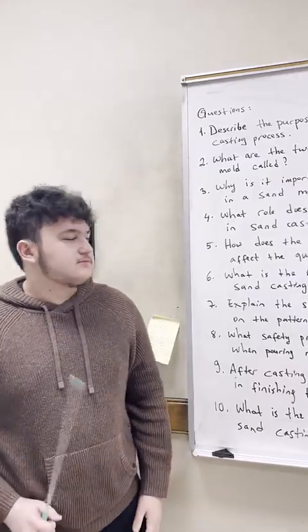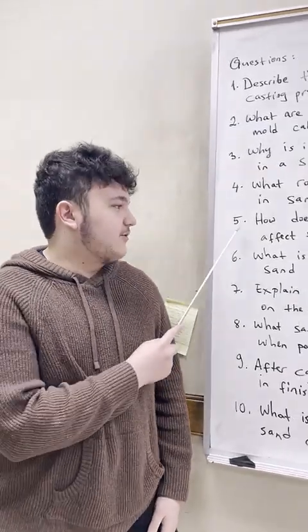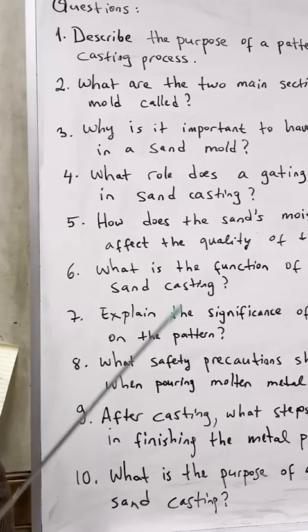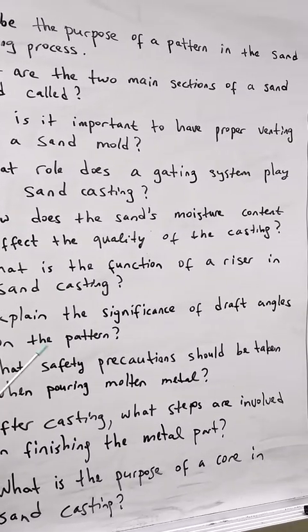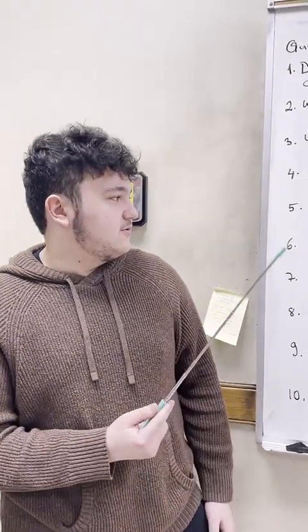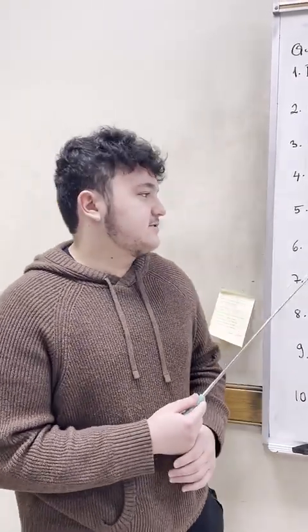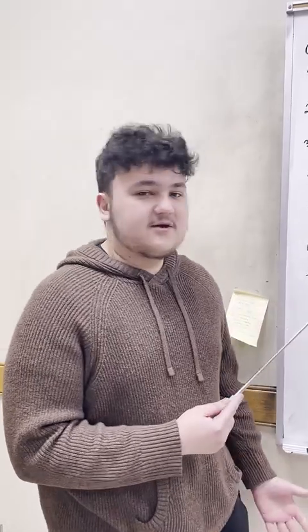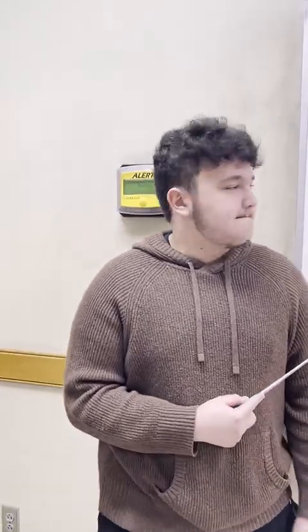All right. My name is Josh Petrascu. I have number 5 right here, and it says, how does the sand's moisture content affect the quality of the casting? Basically, if there's too much moisture, it can cause bubbles inside the mold and inside the sand, and if there's not enough moisture, it can cause cracks and make it brittle and not as strong.